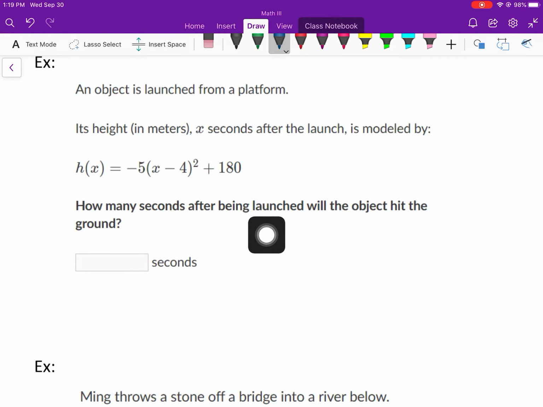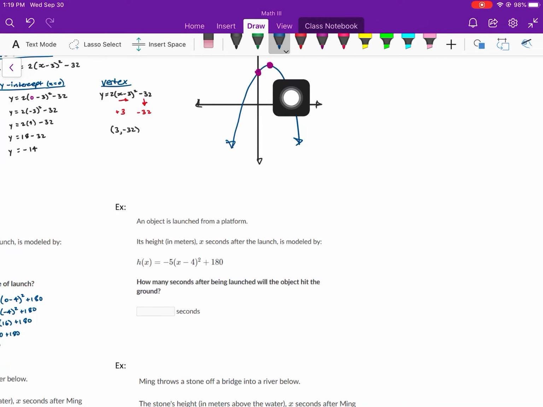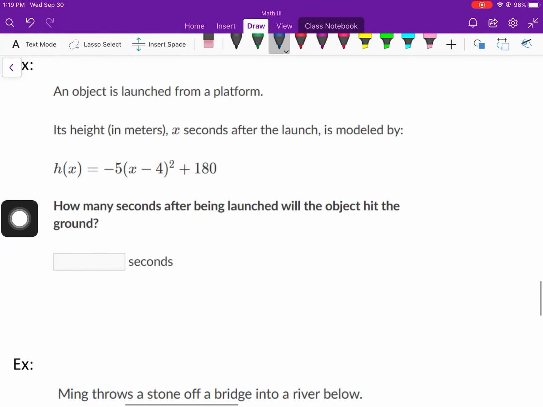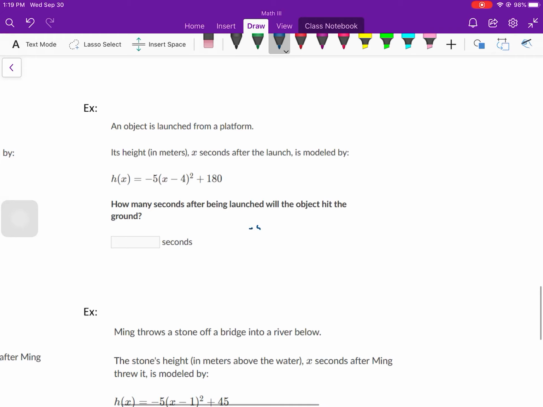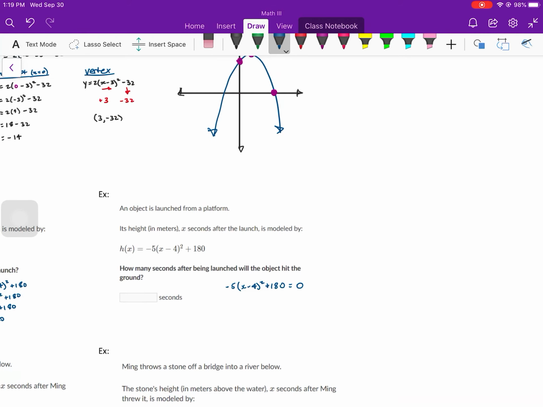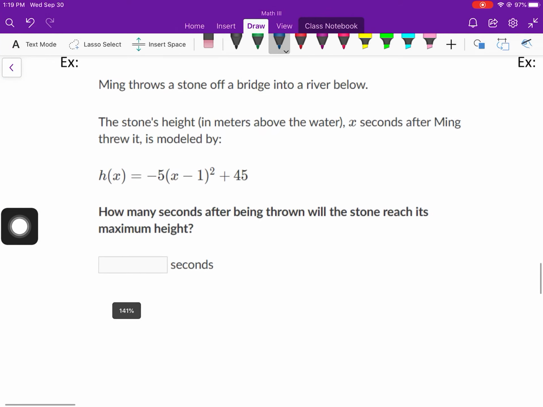How many seconds after being launched will the object hit the ground? Now this is asking for that x-intercept, right? Because it gets launched up into the air, comes back down, hits the ground. So this one, we're just going to set it equal to 0. We're going to set negative 5 times x minus 4 squared plus 180 equal to 0 and solve it. You can go ahead and do that one on your own time. Remember, you might end up with a positive and negative answer. You're going to go with the positive answer because we can't go back in time.